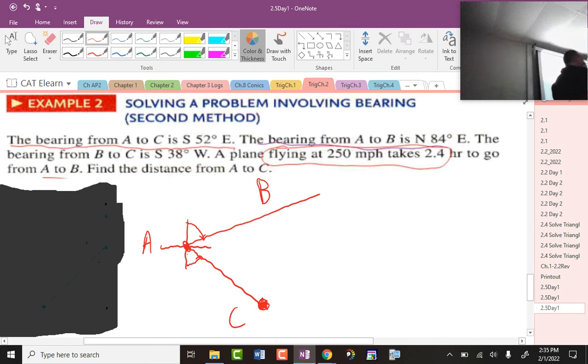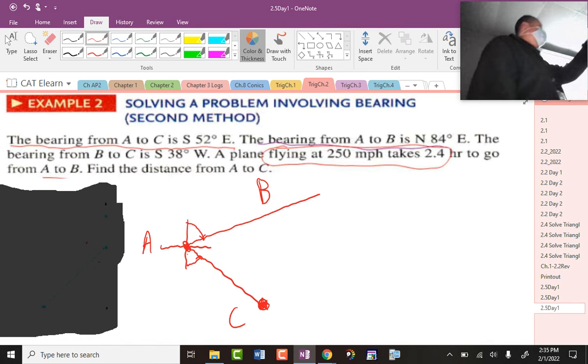But I don't know exactly where it stops, because obviously C is below B. But now let's look at the last thing. The bearing from B to C is south 38 west. Where is C? Is it left of B or is it right of B? 3, 2, 1, go. Left.